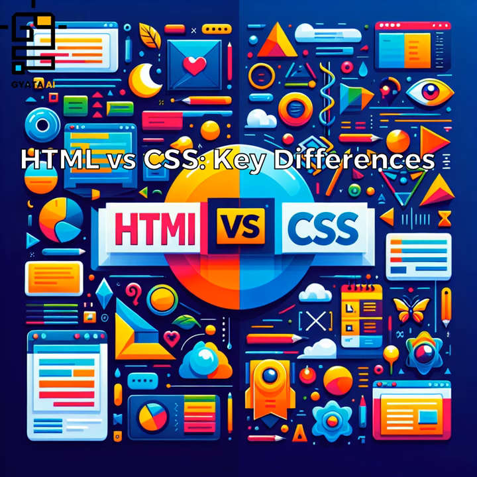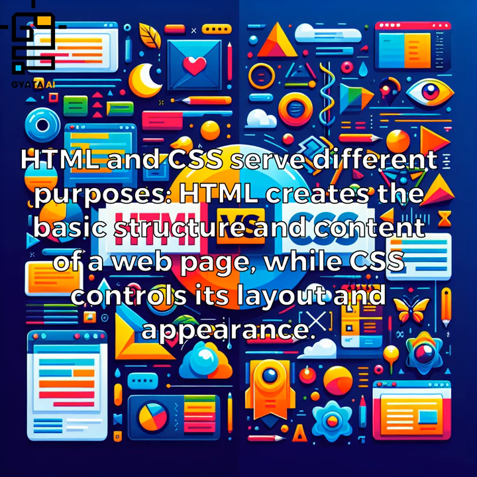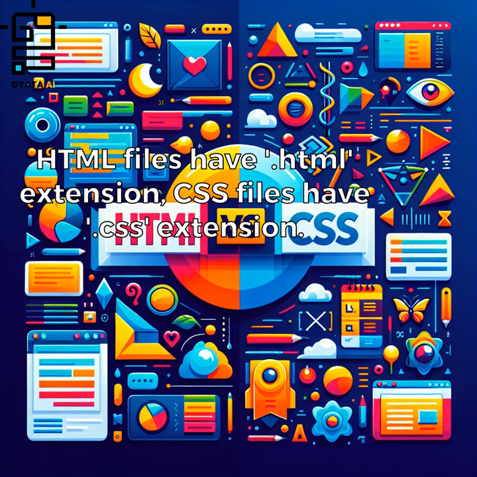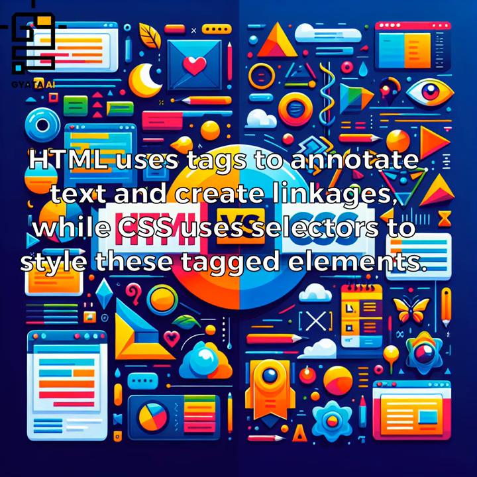Key differences. HTML and CSS serve different purposes. HTML creates the basic structure and content of a web page, while CSS controls its layout and appearance. HTML files have the HTML extension, CSS files have the CSS extension. HTML uses tags to annotate text and create linkages, while CSS uses selectors to style these tagged elements.